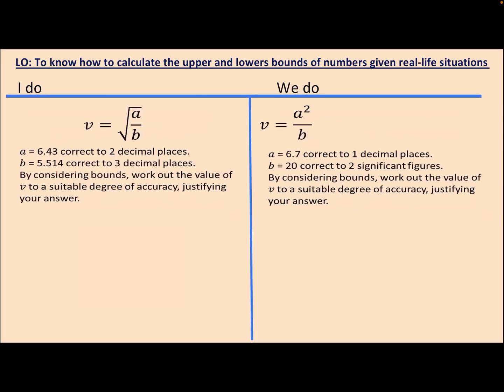So here we have an actual exam question. So the question says, by considering the bounds, work out the value of V to a suitable degree of accuracy. So our first step is going to be actually working out the upper and lower bounds for both A and B to their degrees of accuracy that they've mentioned here.